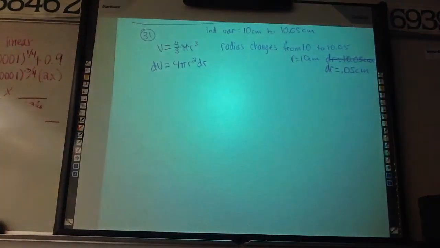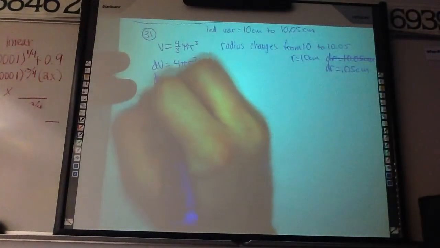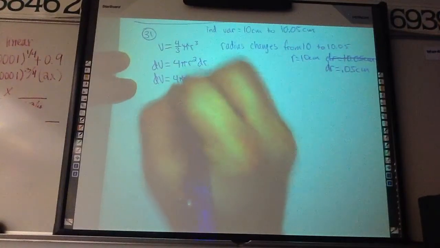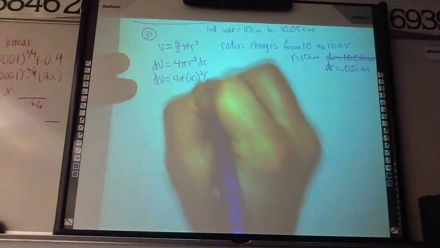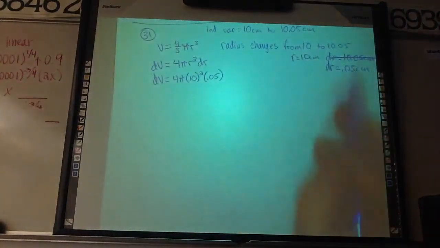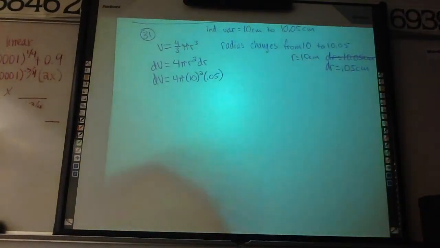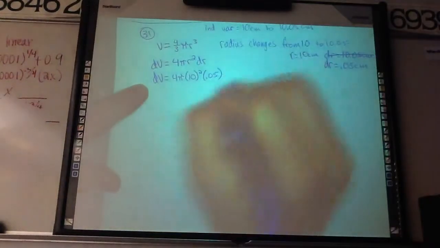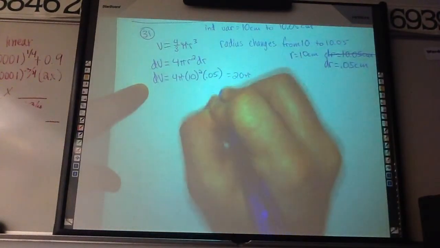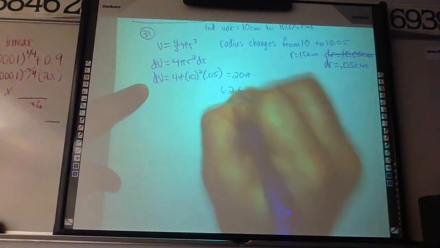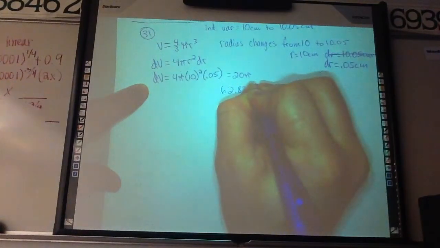Why can't you just do dy and dx anyway? You're going to want to use whatever letter it is. Now you plug in 10 and you plug in 0.05. 10 squared is 100, so dV equals 4 pi times 10 squared times 0.05. dr is 0.05, and you get 20 pi, which is 62.83 centimeters cubed.